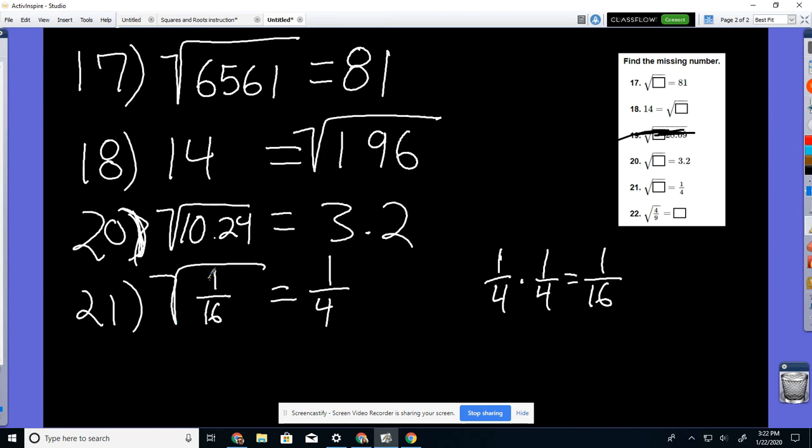But this is your first foray into that world. You can move the radical here and here. Square root of 16 is 4. Square root of 1 is 1. We didn't have to do that. We just did this. Got our answer. We're golden. We're going to do the same thing for 22.